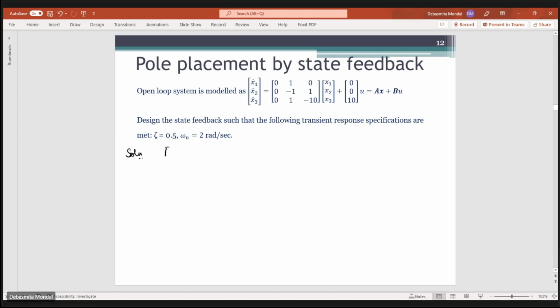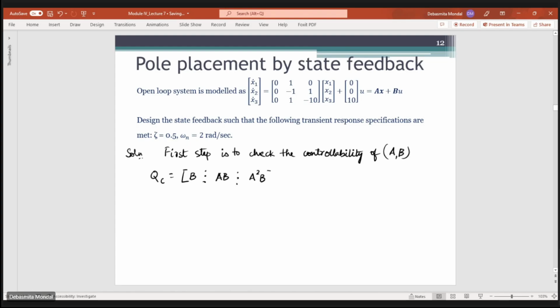So the first step is to check the controllability of the system, that is, controllability of the matrix pair A, B. This A, B are known to you. So you can find out the controllability by using Kalman's test. You can find out the value of QC. QC is given by matrix B, then AB, then A square B, right?